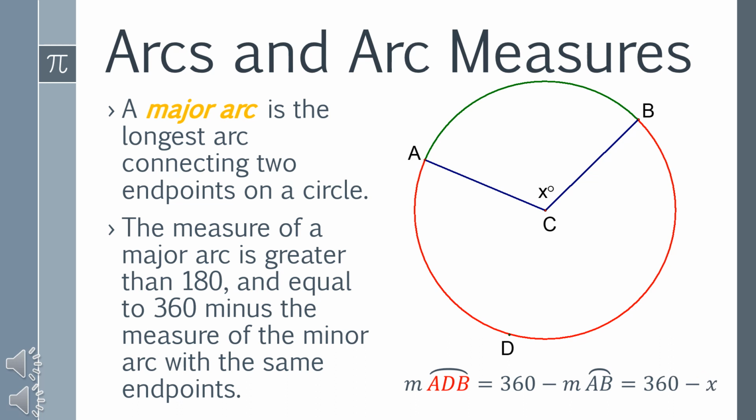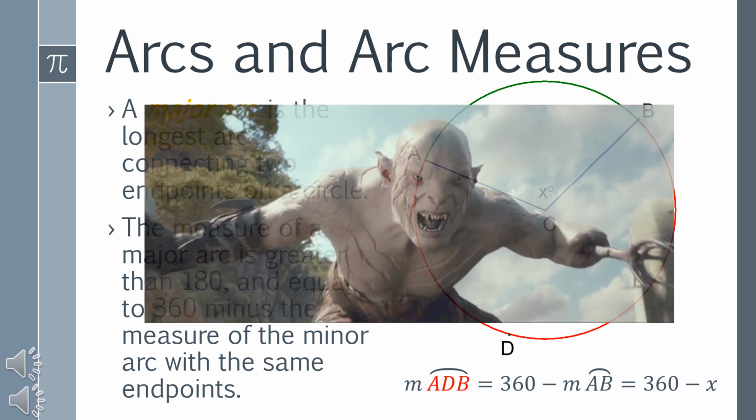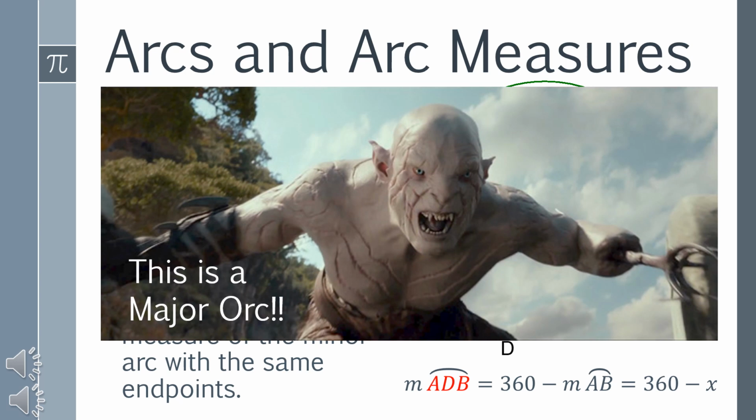Okay, a major arc is the longest arc connecting two endpoints on a circle. So the major arc must be more than 180 and the equivalent of 360 minus the measure of the minor arc with the same endpoints. When we name a major arc, we use 3 points. So in this case, this red section of the circle, the measure of arc ADB is equal to 360 minus the measure of arc AB, and that's equal to 360 minus x. This would be a major arc.